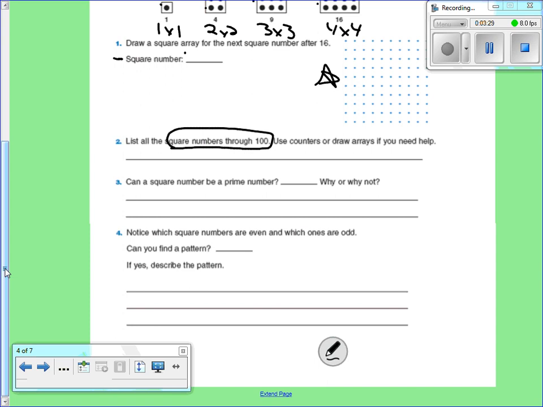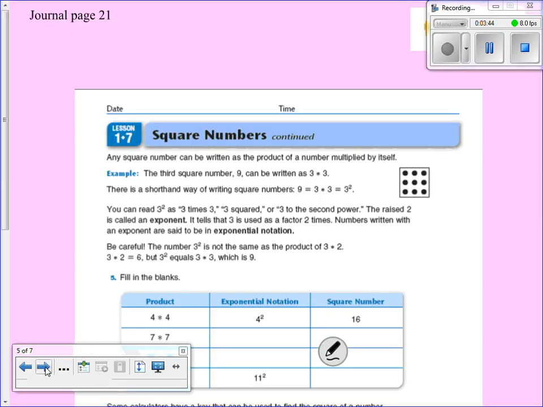Can a square number be a prime number? I want you to think about that. Can a square number be a prime number? Think about what you remember about prime numbers. Remember, it's just only the number 1 and the number itself. Okay? Remember, 1 is not a prime number. 1 is undefined. And keep on looking here.